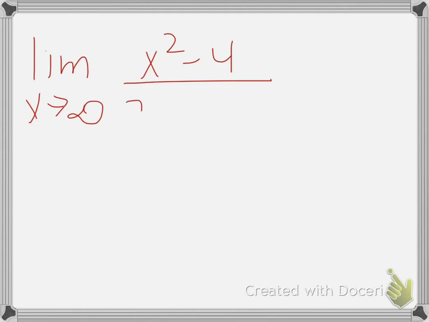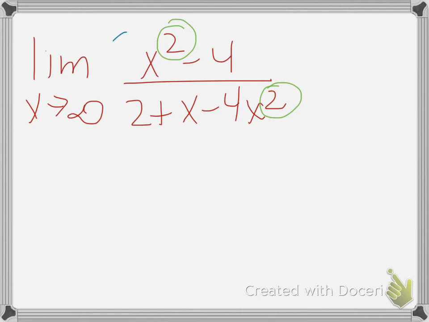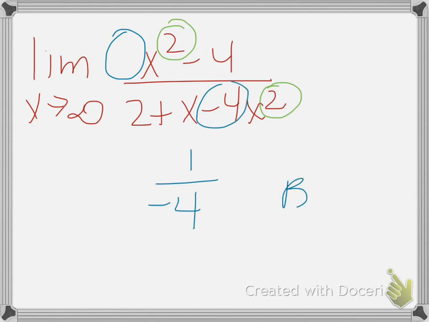Okay, question number 3. This was a limit as x goes to infinity. So you need to look to see where is the highest exponent located. There's a 2 in the numerator, a 2 in the denominator, and therefore you just have to take the coefficients. So it's a 1 over -4, and that was choice B.